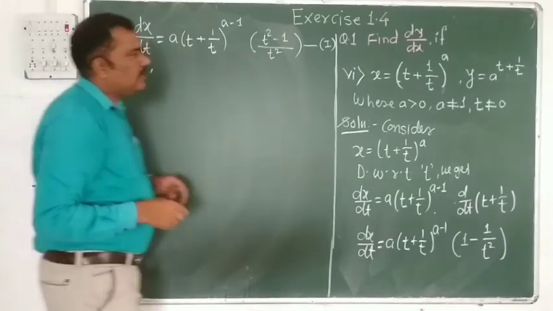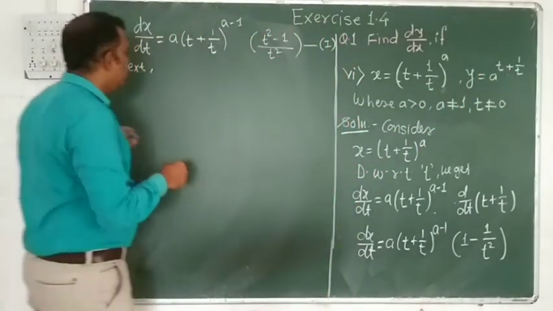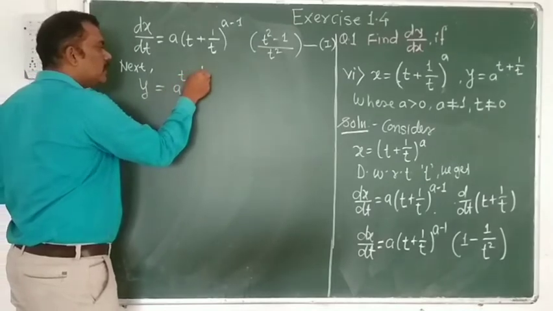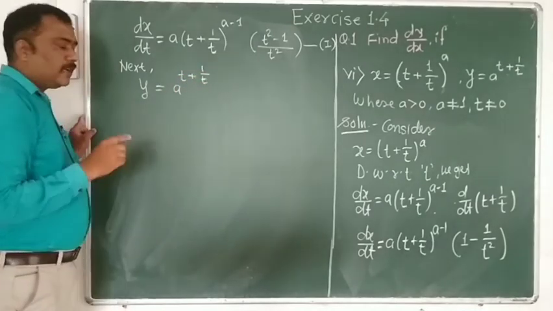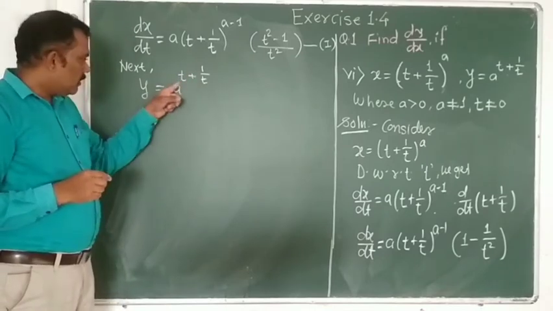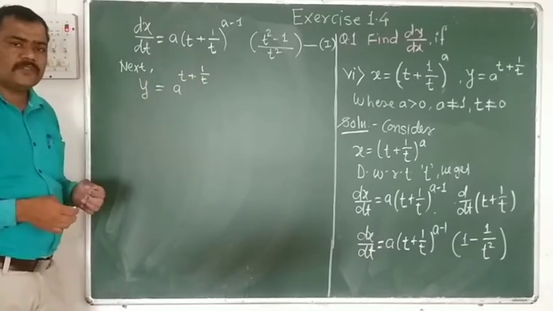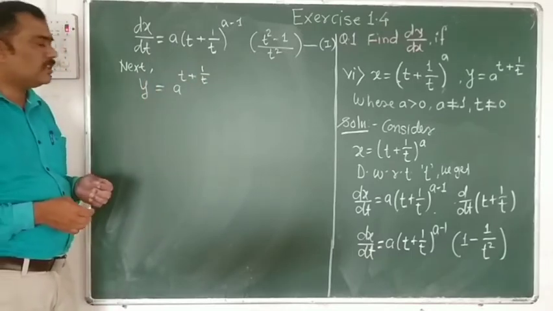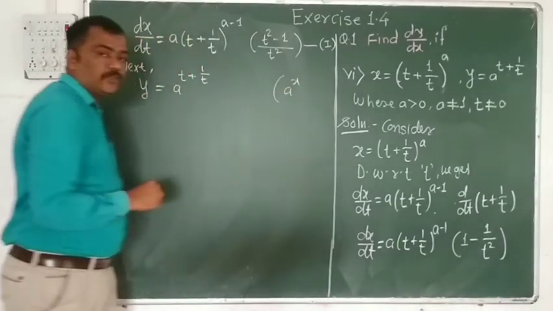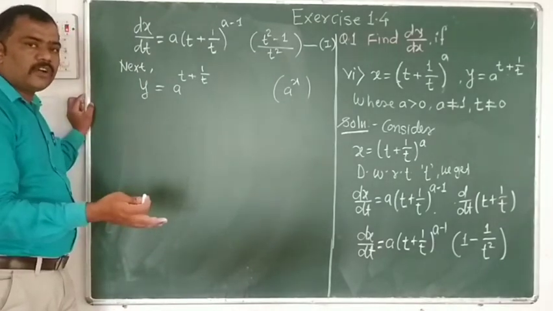Next, suppose we consider y. What is y? y is equal to a raised to (t plus 1 upon t). Here the power of a is t plus 1 upon t. The base is a constant and the power is a variable, and this type of function is nothing but the exponential function. So we use the formula for the derivative of a raised to x. What is the derivative of a raised to x? It is a raised to x into log a.